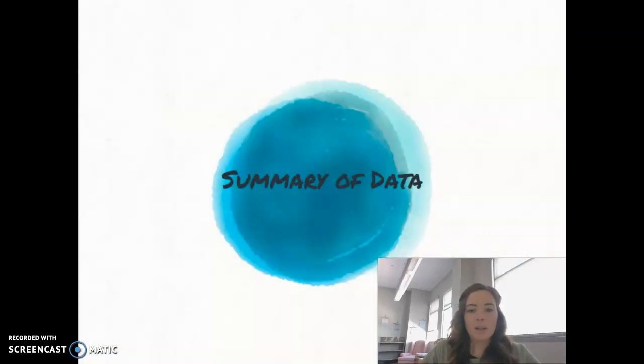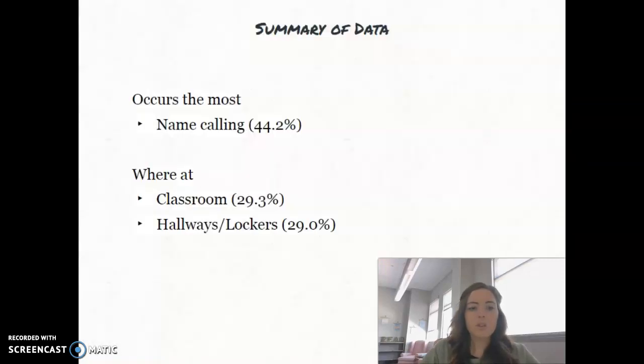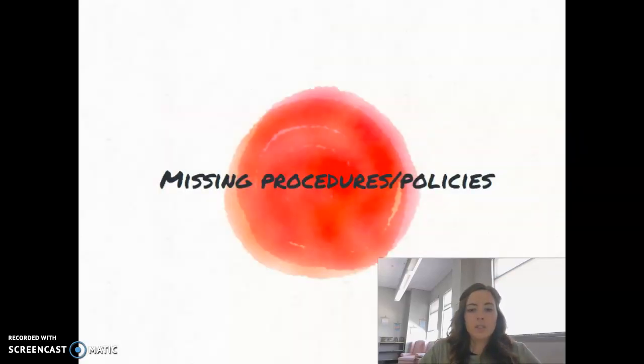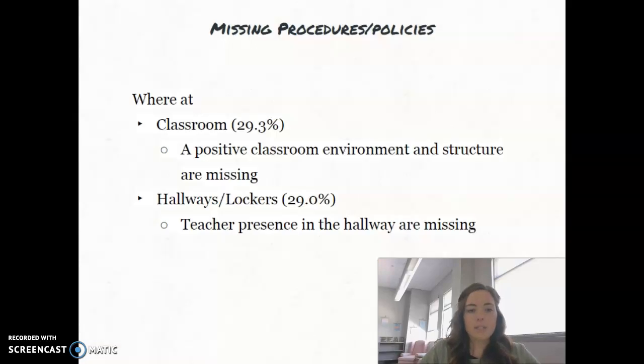The next is a summary of the data that was provided. So the one that occurs the most is name calling at 44.2%, and it usually happens the most in classrooms and hallways and lockers. So some of the missing procedures and policies, if it's in the classroom, we're obviously missing a positive classroom environment and structure. Because if name calling is being allowed in the classroom, then maybe the educator isn't necessarily covering all the bases and setting up a positive classroom environment where that's not allowed.